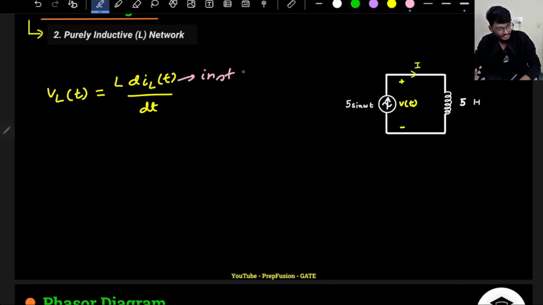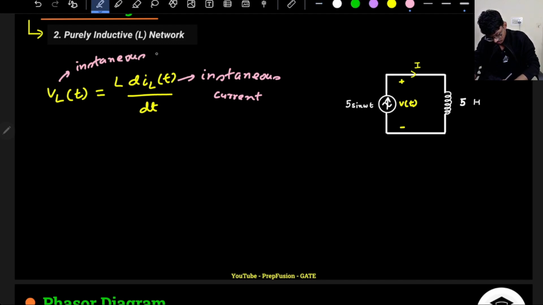In AC, they can ask you the instantaneous value as well, or the RMS value. RMS we will discuss, but instantaneous means it will be a function of time, and at a particular time, what is the value of that quantity. That is what instantaneous means. This is the instantaneous current, and this is the instantaneous voltage.